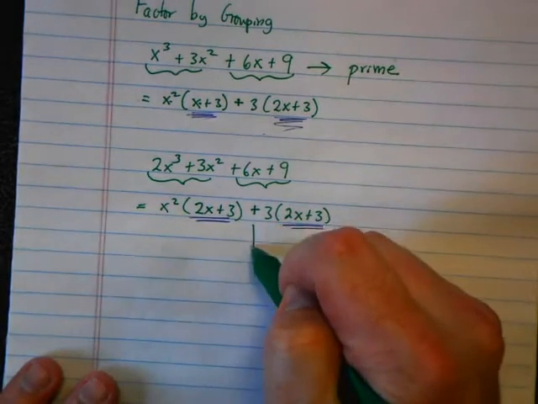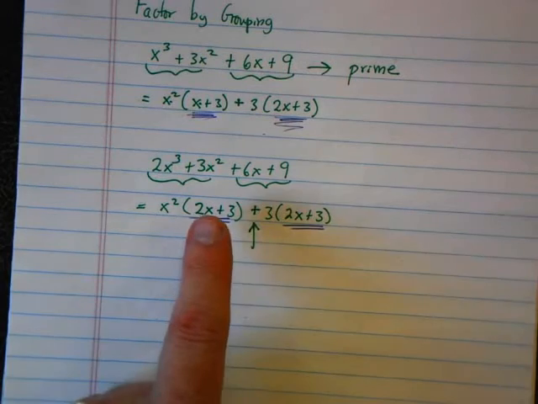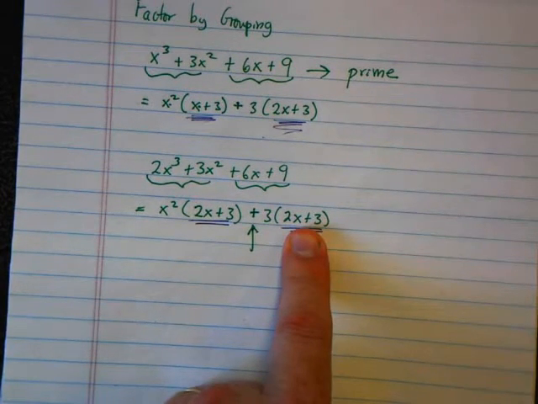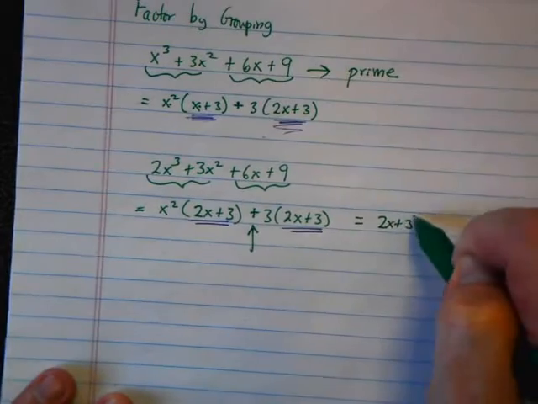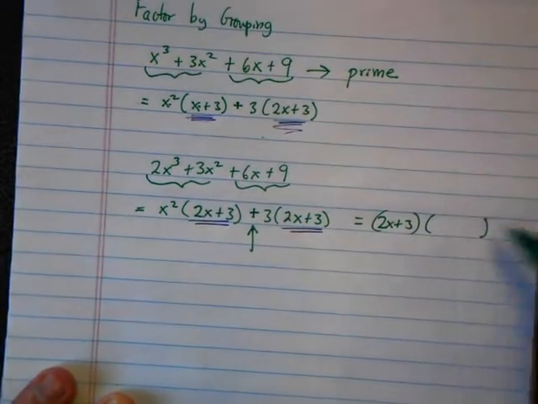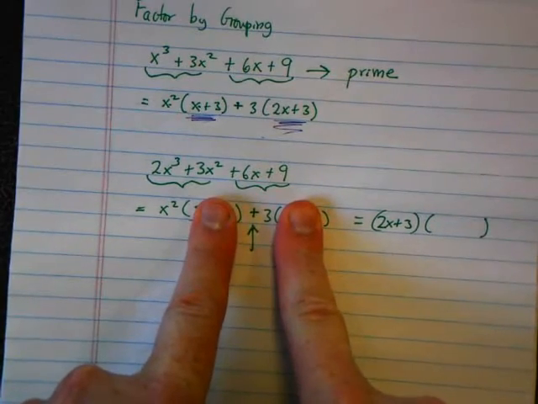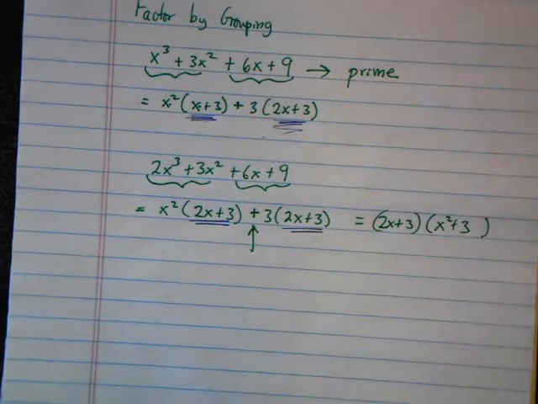What's the common thing on each side of that plus sign? Well, on the left-hand side, I have a 2x plus 3. On the right-hand side, I have a 2x plus 3. That's now the common thing. So I'm going to take out the 2x plus 3. And if I take out that 2x plus 3 from here and here, what's left over? X squared plus 3. Questions on that?